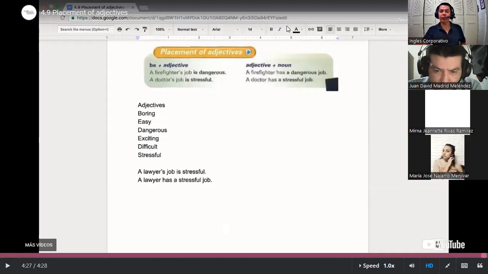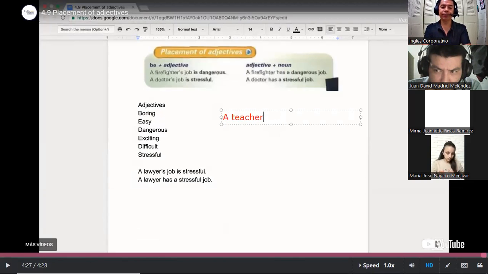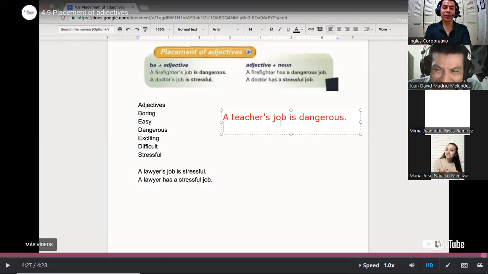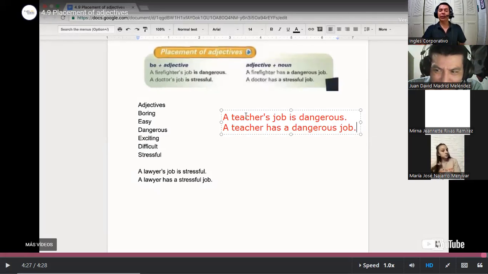Okay, class, so we can make some examples here, right? And you can add these in your comments if you want. Let's start with this example. A teacher's job is dangerous, especially in kindergarten, right? And then, a teacher has, we say, a dangerous job, right? So the noun is job, or teacher's job, and the adjective is dangerous.